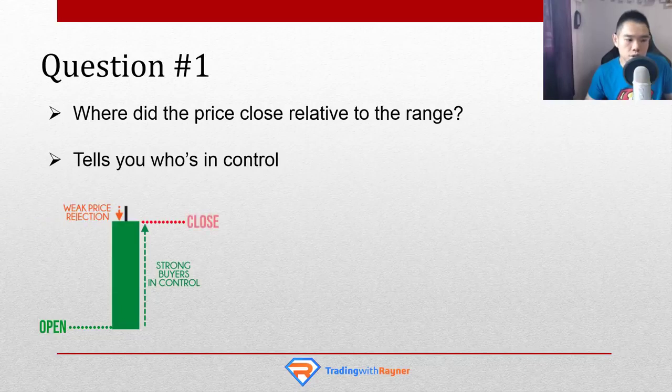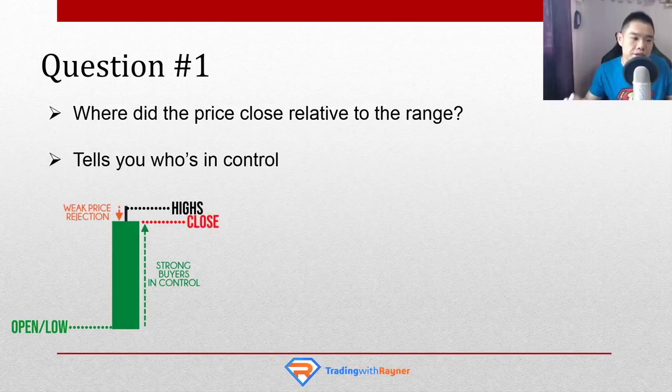You notice there is no lower wick. In other words, the opening price is also the low of the day. Let's say this is a daily candlestick. Then the opening price is also the low of the day. And notice that there is an upper wick over here. One thing you notice is that the price closed near the highs of the range.